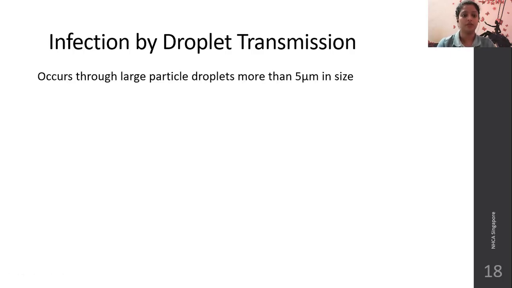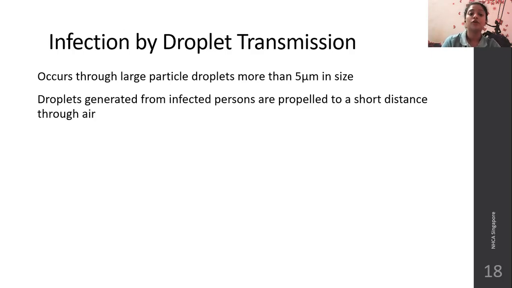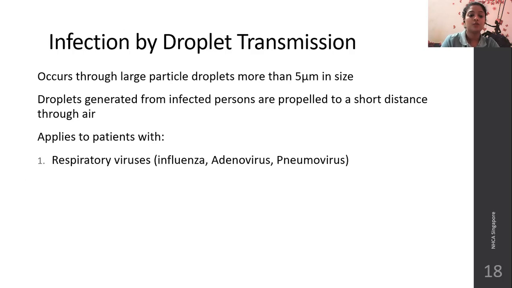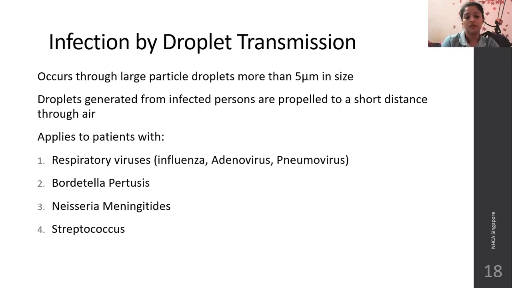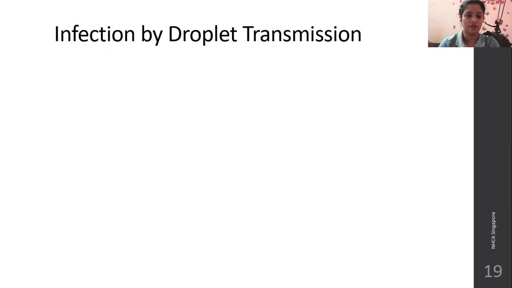Infection by droplet transmission occurs through large particles, droplets more than 5 micrometers in size. Droplets generated from infected patients are propelled a short distance and fall very near to the patient's area. It applies to patients with respiratory viruses, influenza, adenovirus, pneumovirus, etc., Bordetella pertussis, Neisseria meningitidis, Streptococcus infection. These are a few examples of droplet transmission. Remember this 5 micrometers: the droplet size is more than 5 micrometers. That's why it is heavy and falls very near to the patient's area, within 2 meters of the patient.